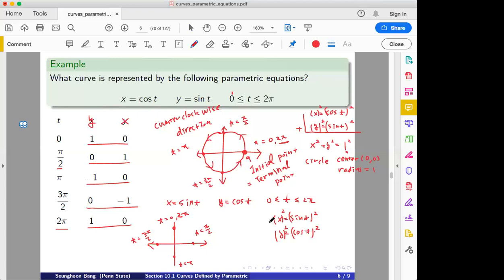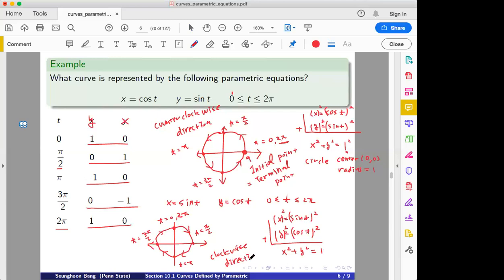And if we add these two equations, we have the same thing: x squared plus y squared equals 1. So the graph is the same unit circle. What's the difference? The only difference is the direction. In this case, it's the clockwise direction.